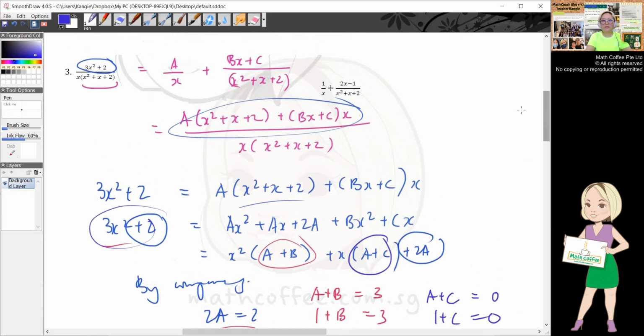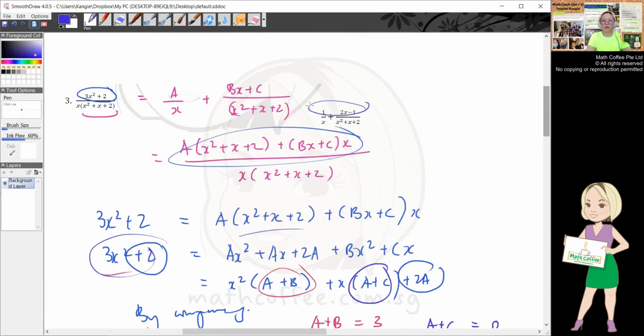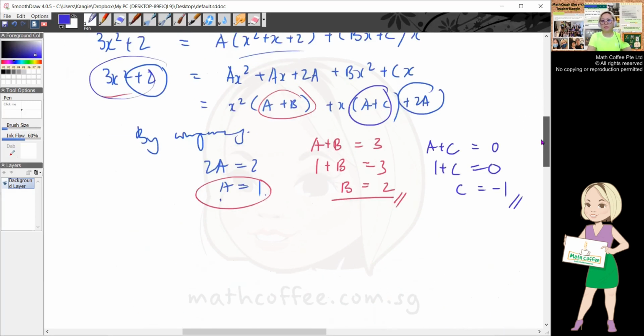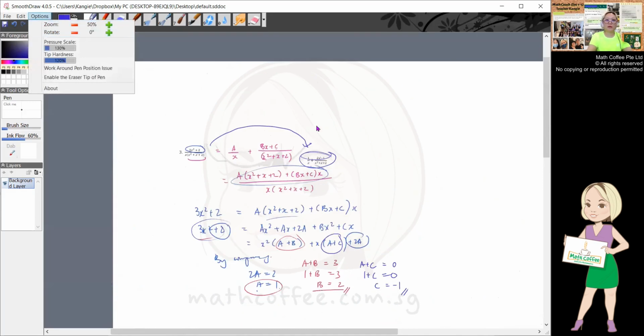Once we are done with it, then you just sub it in. My a is 1, so that's why it's 1 over x. My b is 2, so that's why it's 2x. The c is -1, so you put it in this format. So you will write this equals to this, and you are done with this part.